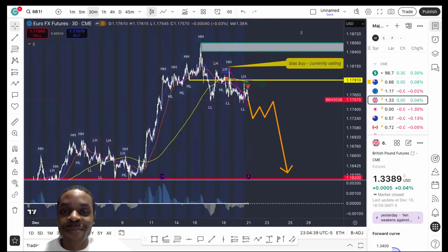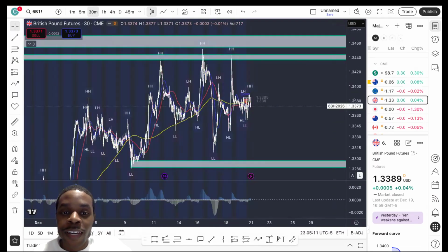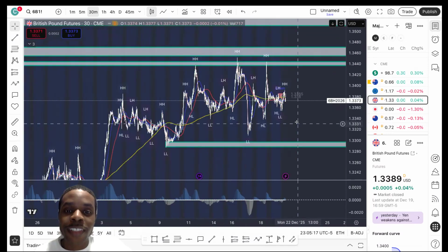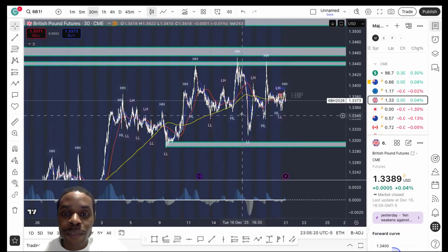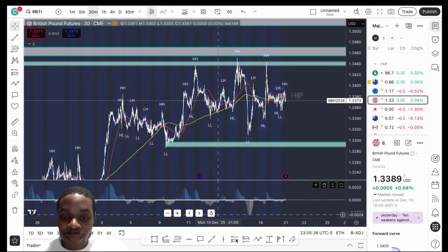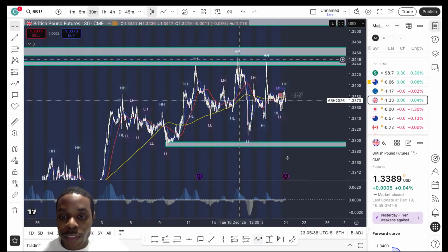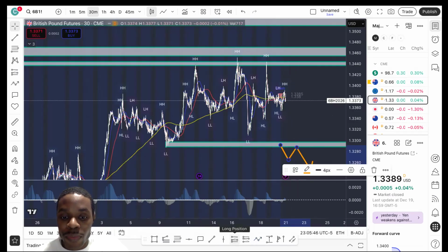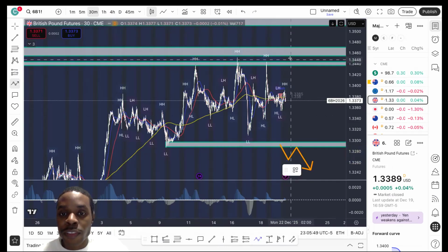Moving on to GU. As of right now, with GU, there is a lot of noise going on, right? Just a lot of inconsistency. So as of right now, I don't even want to look at this. It's just too much going on. No one direction. For me to potentially look into doing something, I would need to have price break above this high or this low down here, and then we can begin to plan for some potential opportunities. Until then, we will just leave this alone.